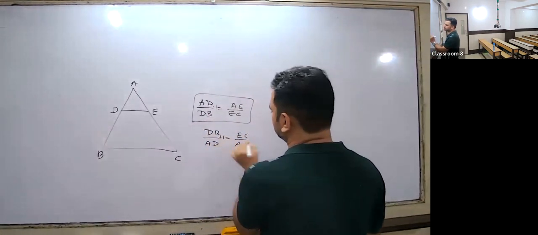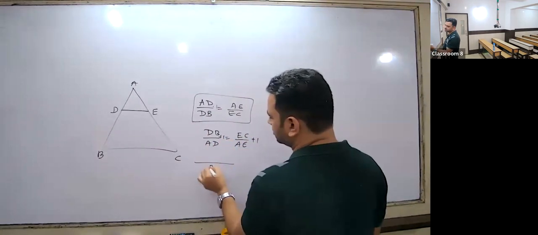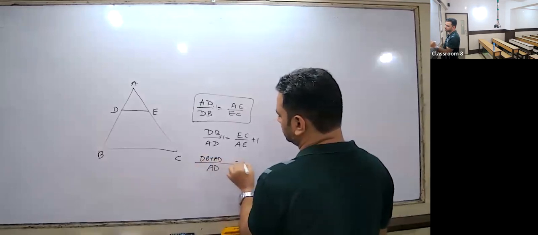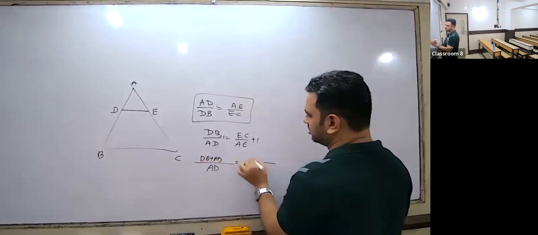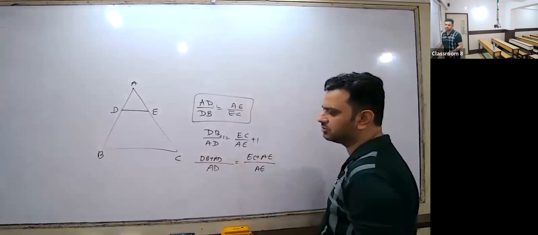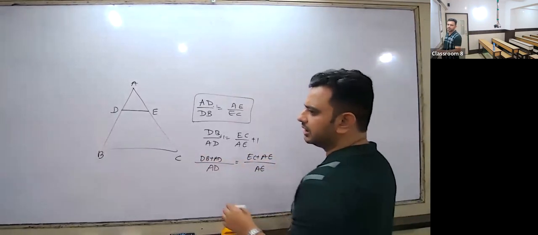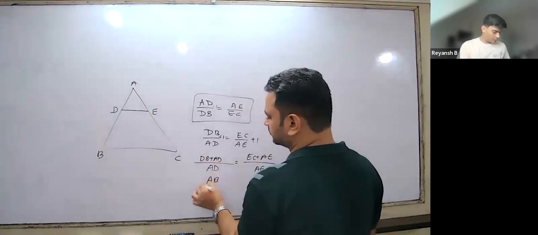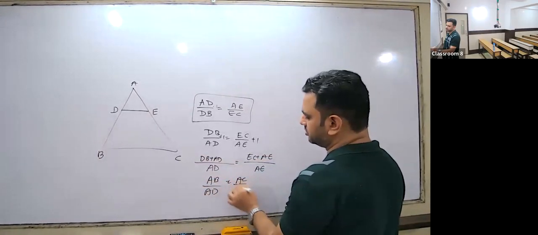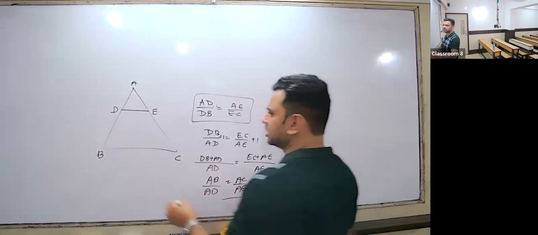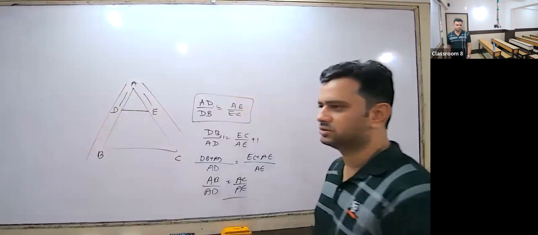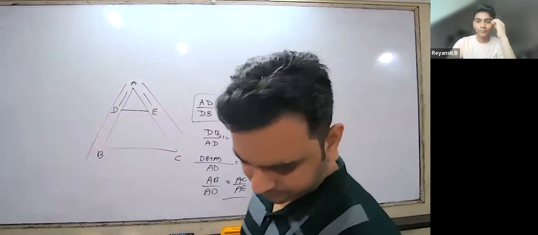If I add one to both sides and take the LCM, this will be DB plus AD upon AD equals EC plus AE upon AE. So what is DB plus AD? AB. Yeah. AB upon AD equals this is nothing but AC upon AE. So that means this upon this equals this upon this. Okay?